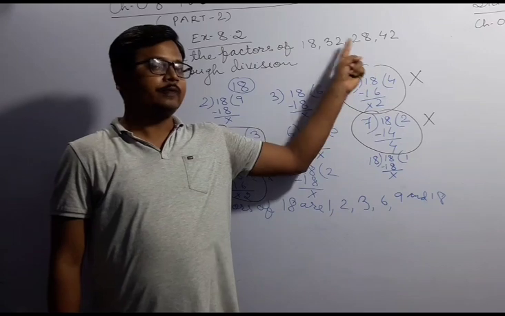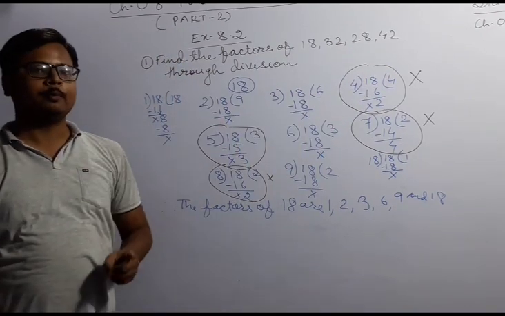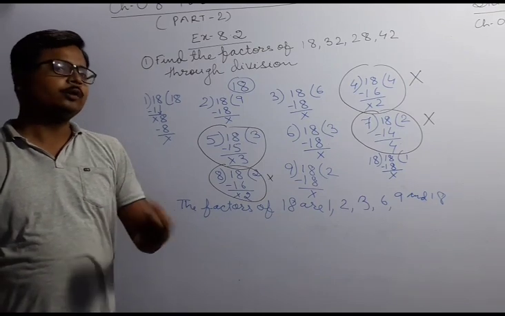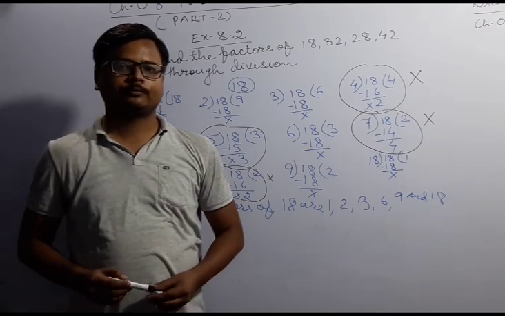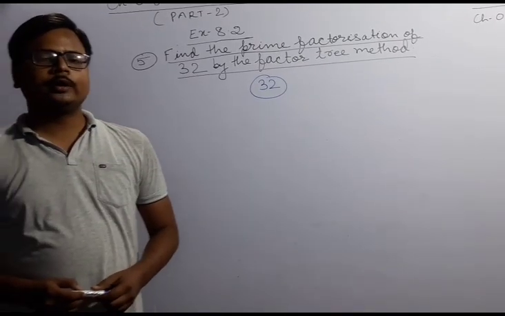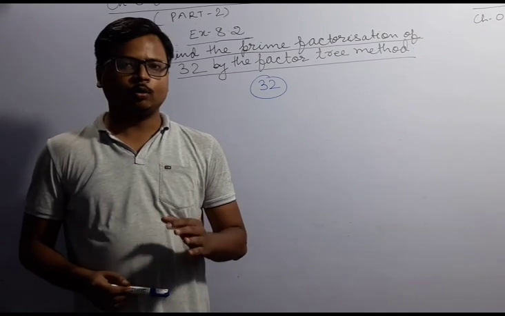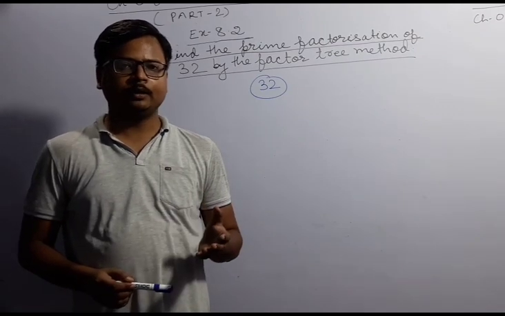Now for the questions 32, 28, 42, you have to find the factors of all these numbers through the division method in your copy on your own. Now let us move to the next question. Students, questions number 2, 3 and 4 you can do on your own, in your classwork copy or book.